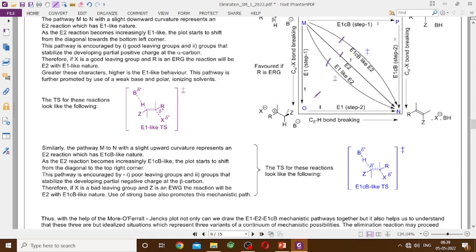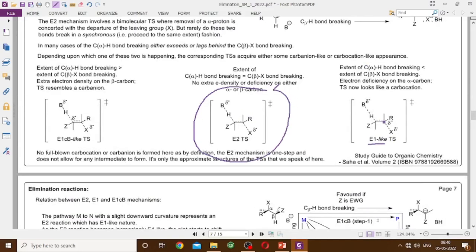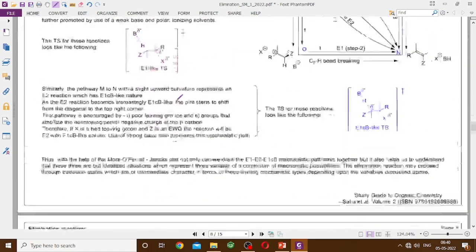Why are we learning this? Because when we will try to explain the regioselectivity of E2 reaction by varying the nature of the leaving group, we will be needing this concept that the E2 reaction is not just an idealized situation going along this diagonal. There are different shades within E2 reactions. It can sometimes have an E1CB like transition state, sometimes an E1 like transition state, but the overall nature of the reaction is E2 with a little bit of characteristics thrown in from either the E1 or the E1CB reactions.